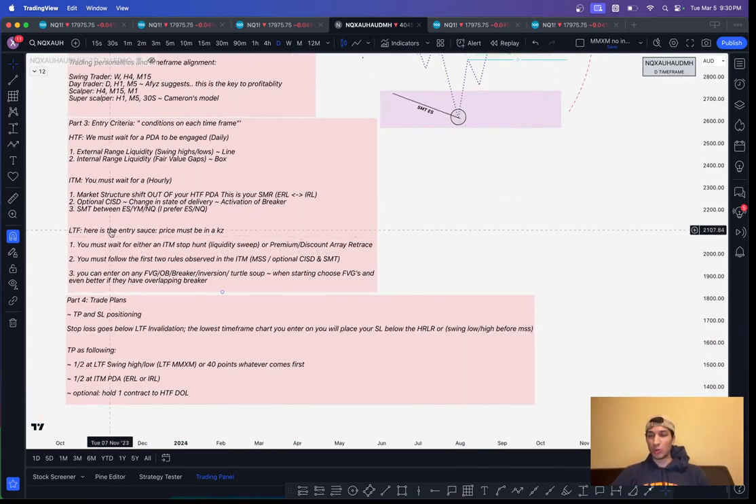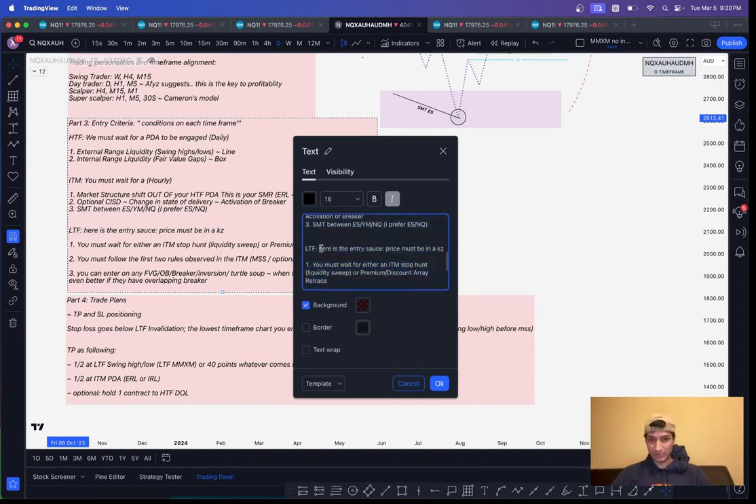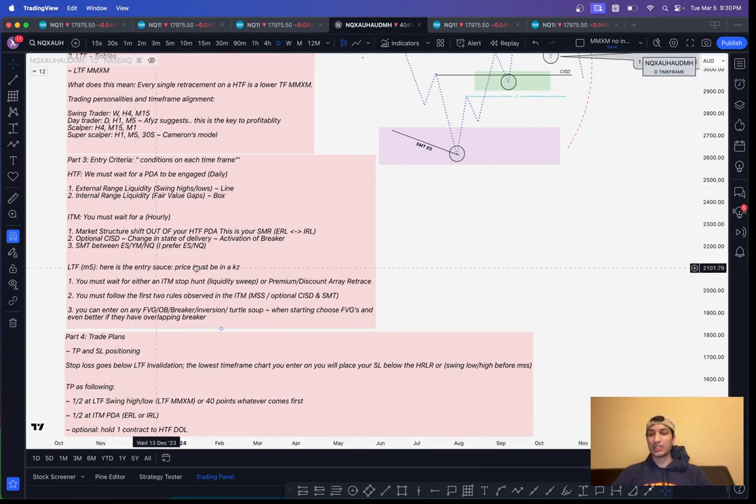So on the lower time frame, so if we're using the daily hourly, the lower time frame is going to be our 5-minute chart. Again, just using this kind of a time frame alignment you see here. First of all, we want the entry to be in a kill zone. What is a kill zone? I didn't write this out, but for New York, we want this to happen between 8 a.m. and 12 p.m. For London, we want this to happen between 2 a.m.